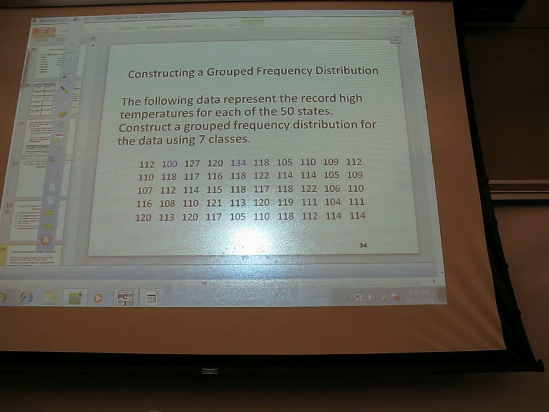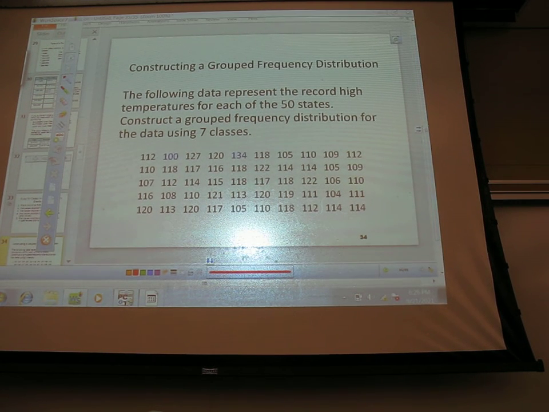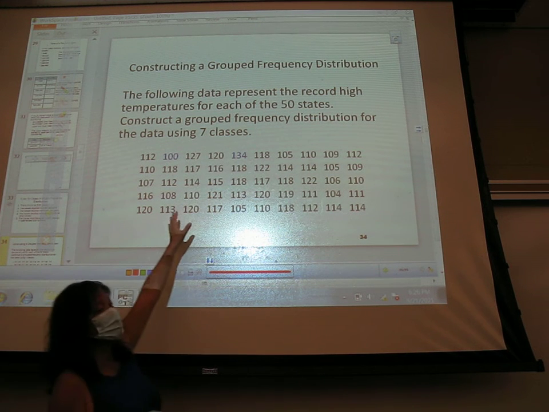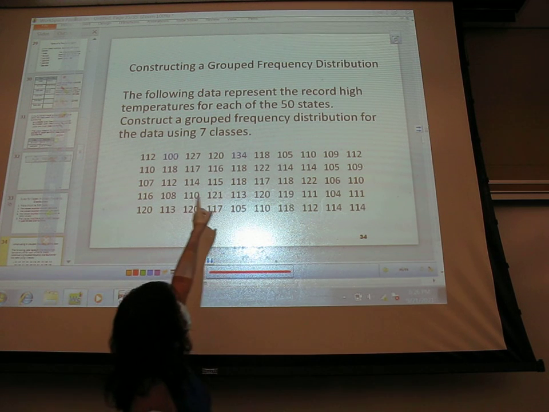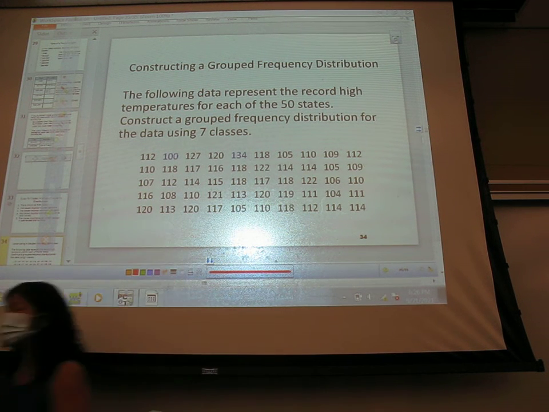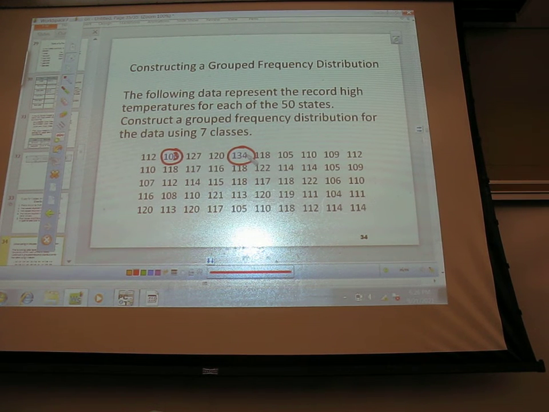So let's look at constructing a group frequency distribution. Here's my following data. This is your example in your notes. These are the highest recorded temperature for each of the 50 states. You'll notice that 103 and 134 are the smallest and largest ones.